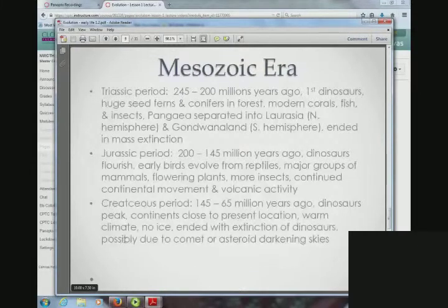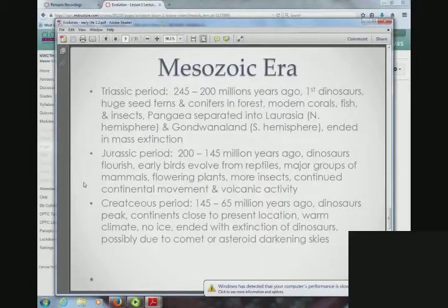During the Triassic period, this ranged from 245 to 200 million years ago, we saw the first dinosaurs. We had huge seed ferns and conifer forests. Modern corals evolved, fish, and insects. Pangea separated into 2 masses, Laurasia in the northern hemisphere and Gondwanaland in the southern hemisphere, and this ended in another mass extinction. During the Jurassic period, this ranged from 200 to 145 million years ago, the dinosaurs flourished.